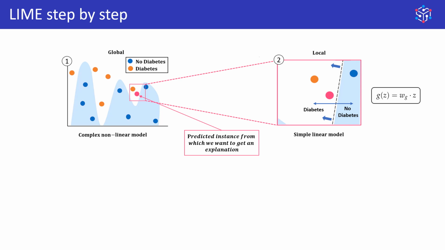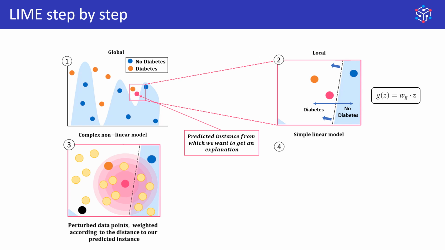But how do we train this linear model? This leads us to step 3. We simply perturb instances, the yellow points, around our pink point and weight them according to their proximity to it. We get the original model's prediction on these perturbed instances, and then learn a linear model, the black line, that approximates the model well in the vicinity of our instance. Note that classifying the black point incorrectly in the surrogate model is not relevant since it is far away from our pink point.